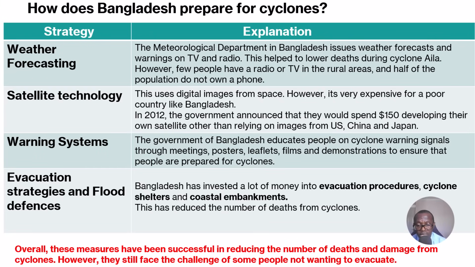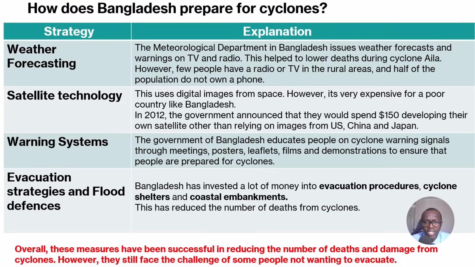So the country has invested a lot of money into evacuation procedures, cyclone shelters, and coastal embankments. So if we talk about cyclone shelters here, for example, we are talking about places where people can shelter, obviously, from the cyclones, especially the people that have houses that may be destroyed during a cyclone event. They can then find safety in those shelters. Then we have coastal embankments, which are raised embankments that block water from flooding areas of Bangladesh. So those have been used as well.